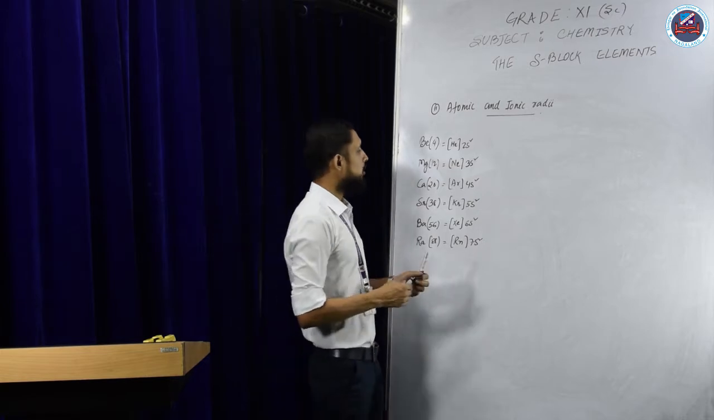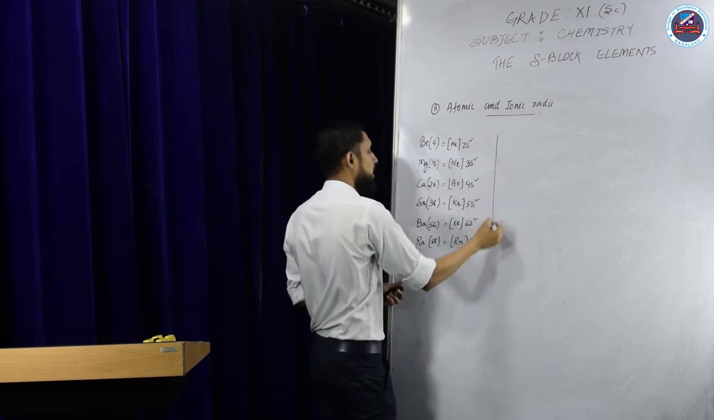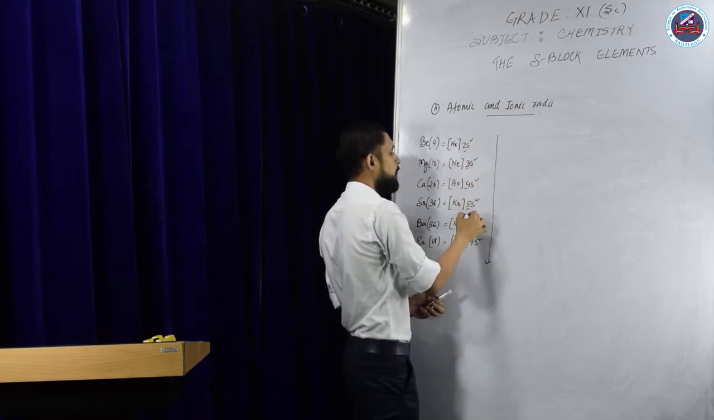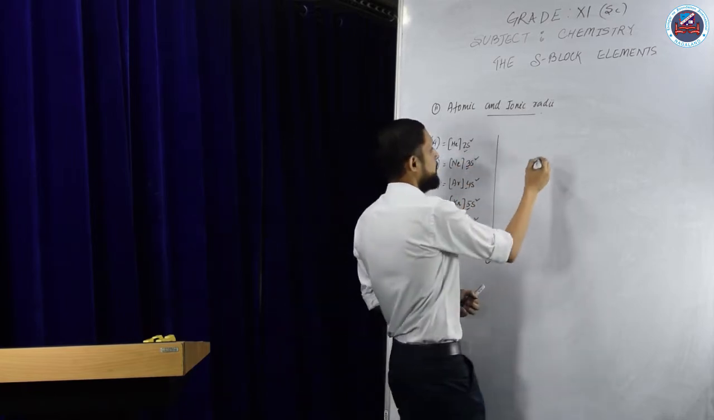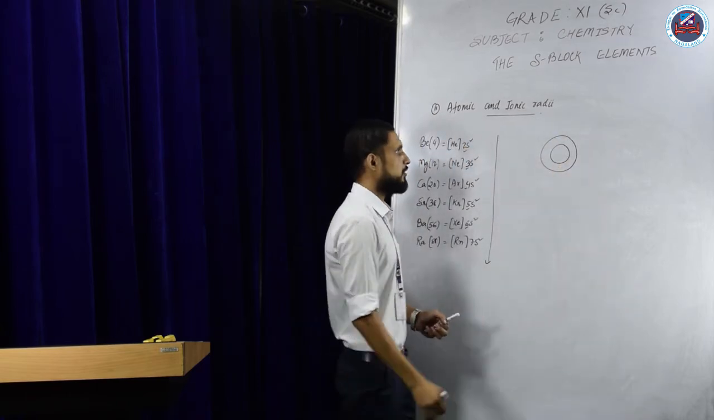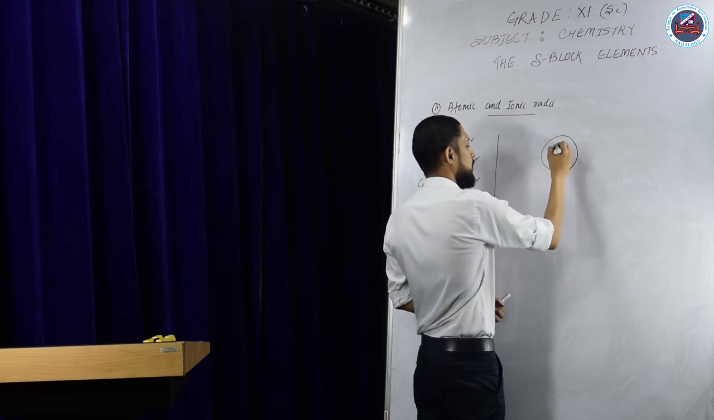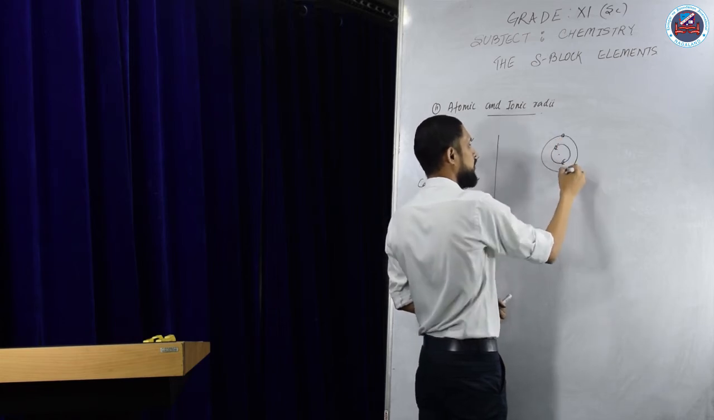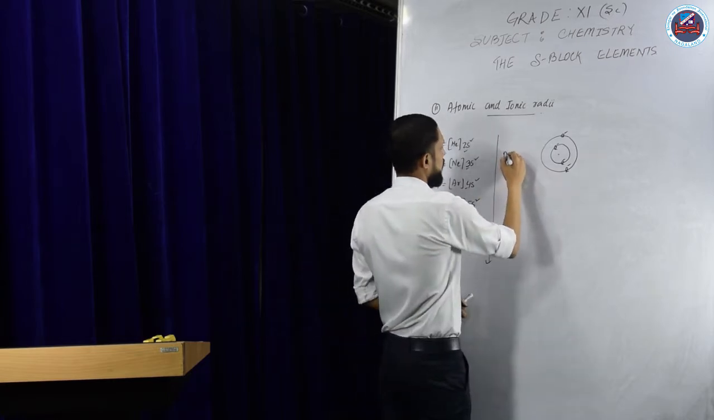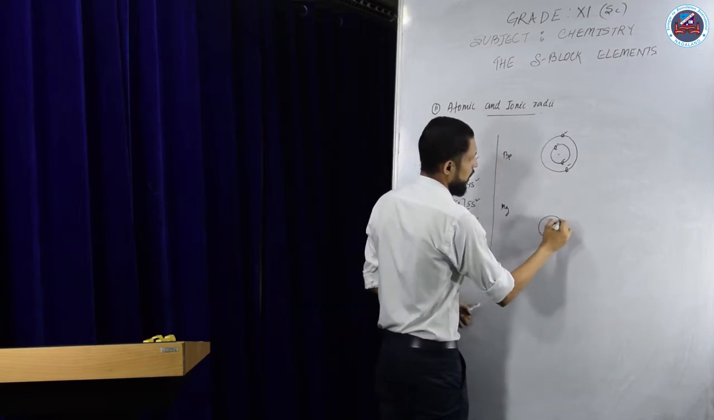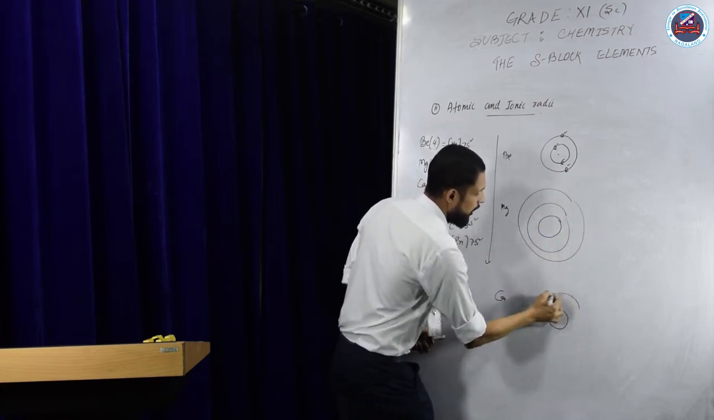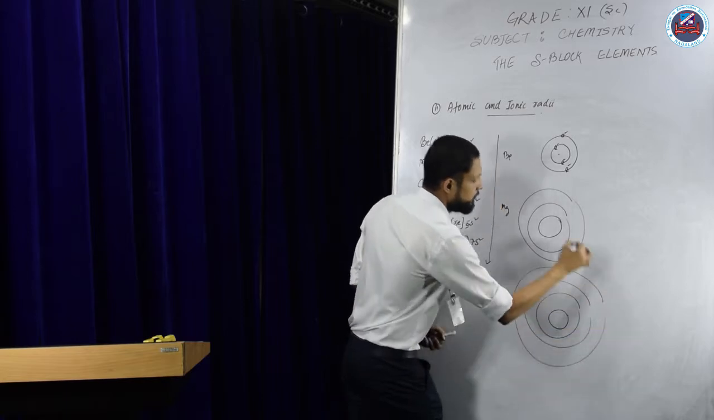So you can see here, as we go down from beryllium to radium, the number of shells increases, 2, 3, 4, 5, 6, 7. So if beryllium has 2 shells, the inner shell will have 2 electrons, outer shell also will have 2 electrons. For magnesium, there will be 3 shells, 1, 2, 3. For calcium, there will be 4 shells, 1, 2, 3, 4.